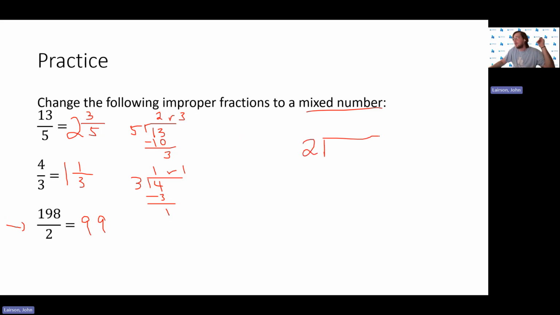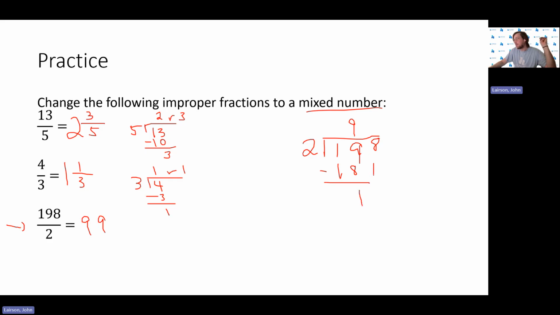198 divided by 2, the long division. I'm asking myself how many times does 2 go into 1? 0 times. It doesn't go in there. It's bigger. How many times does 2 go into 19? It goes in there 9 times because 2 times 9 is 18. Subtract, 1, and now we finally have something we can bring down.